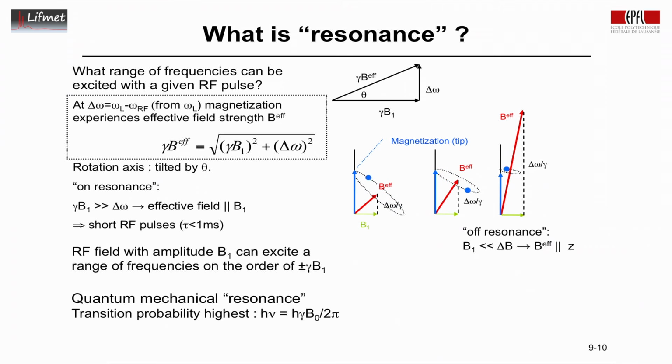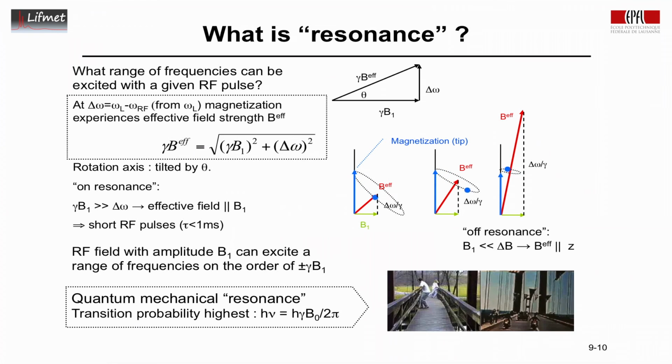Now there's a quantum mechanical equivalent. We remind ourselves we're talking quantum mechanics here. And this basically means that as we change the orientation of the magnetization, we also change the population of the energy levels. And the transition probability is highest if the photons, if we speak of photons here, have an energy that matches the difference of the energy levels in our nucleus. That's how we can induce transitions in the population of the energy levels.